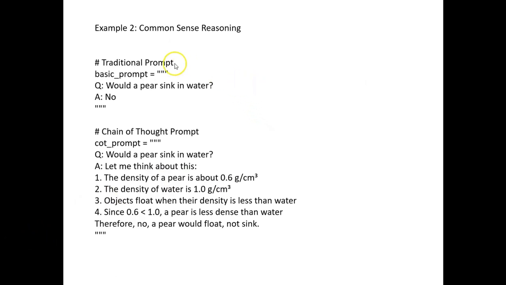Example for common sense reasoning. A traditional prompt might answer the question, would a pear sink in water, with a simple no. But with COT prompting, the density of a pear is about 0.6 grams per centimeter cubed. The density of water is 1 gram per centimeter cubed. Objects float when their density is less than water. Since 0.6 is less than 1.0, a pear is less dense than water. Therefore, no, a pear would float, not sink. This kind of detailed reasoning not only improves accuracy but also builds trust in the AI's response.